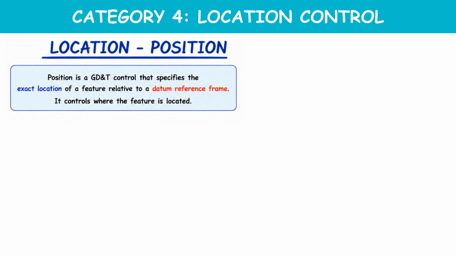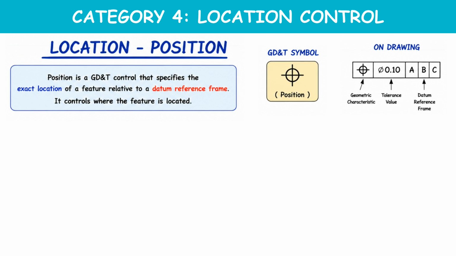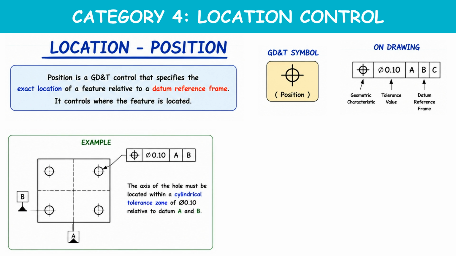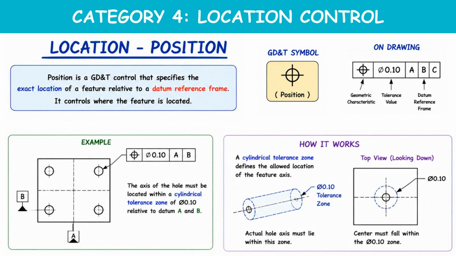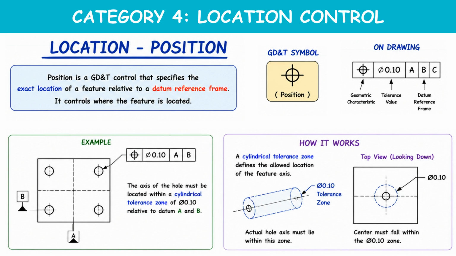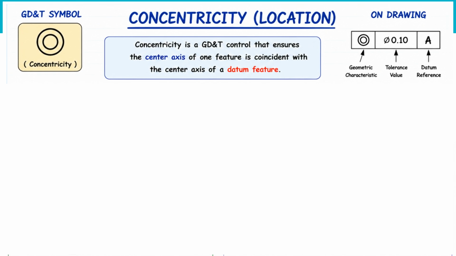Location controls ensure that features are positioned correctly. The most important location control is position. Position tolerance controls where a hole, slot, pin, or feature must be located. This is one of the most commonly used GD&T controls in industry. Without proper position control, assembly issues can occur, even when dimensions appear correct.